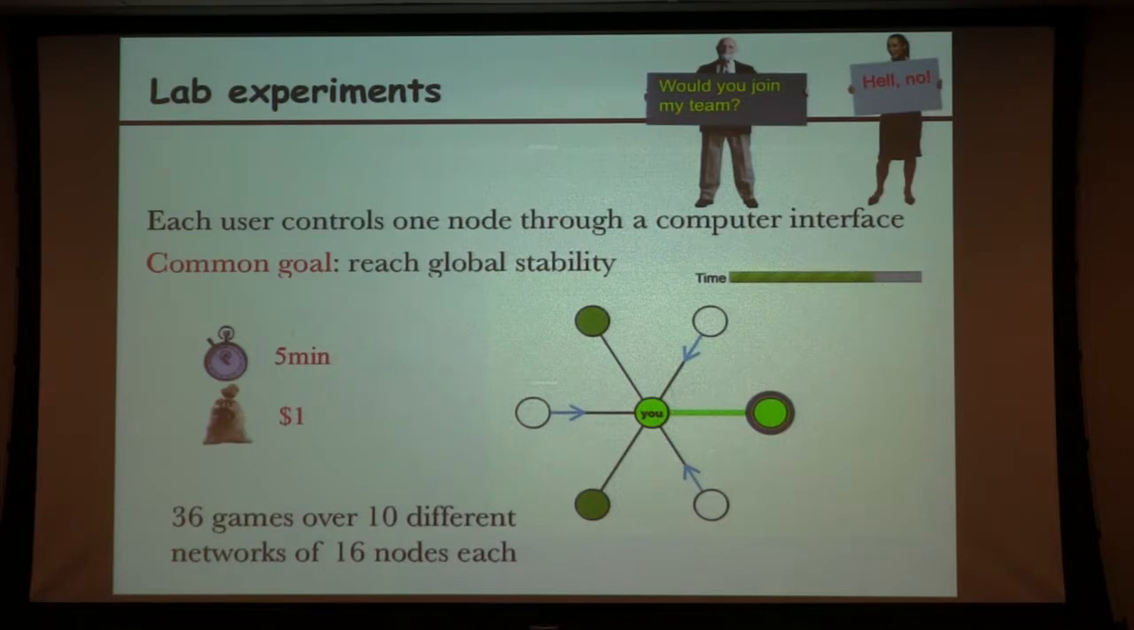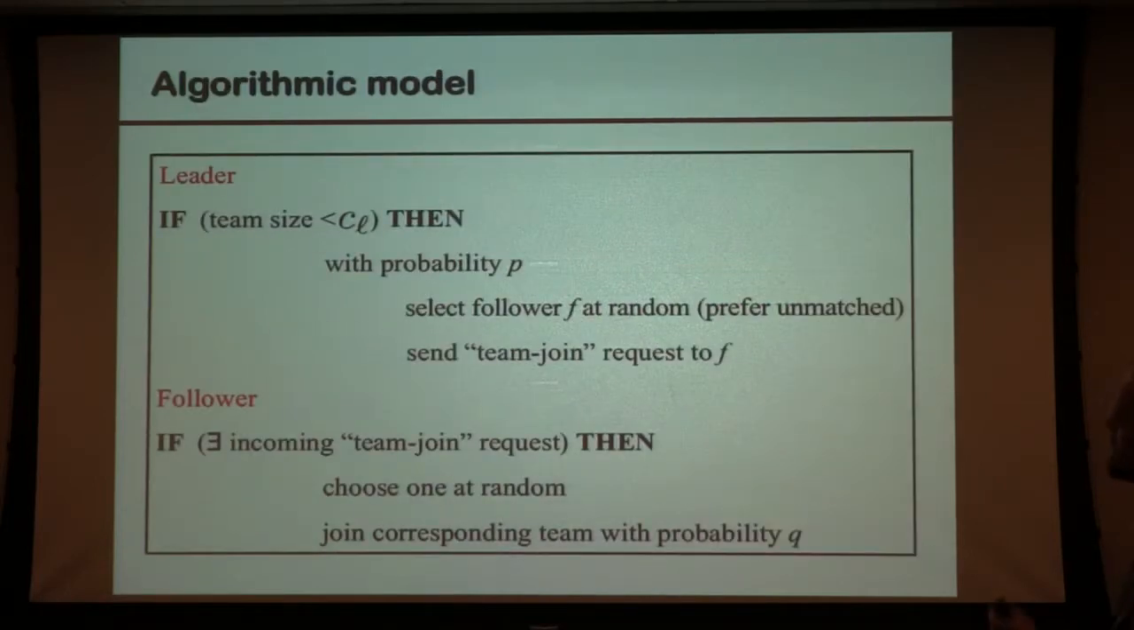So then we tried to come up with a reasonable, very simple algorithm that might model the human behavior. And basically, the algorithm trades off between the desire of the leader to reach local stability and the desire of the followers to explore the state space. So basically, a leader, if it is not satisfied with this constraint, will propose new followers to match their team, preferring unmatched followers. So of course, you prefer unmatched followers over matched ones, and send a team join request.